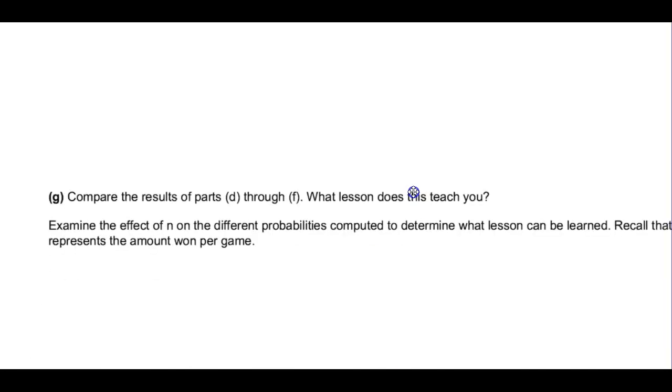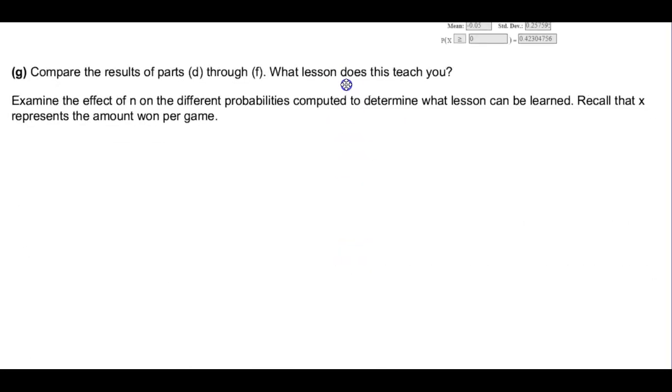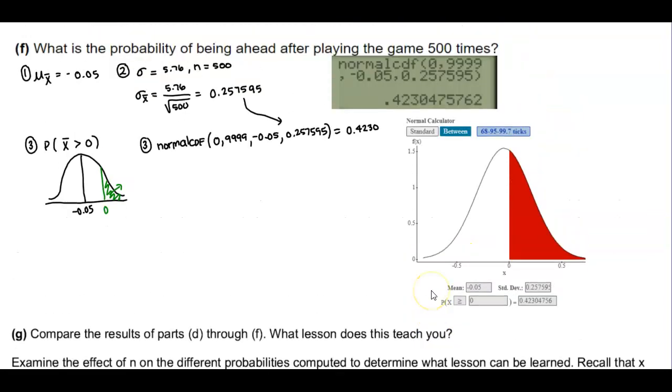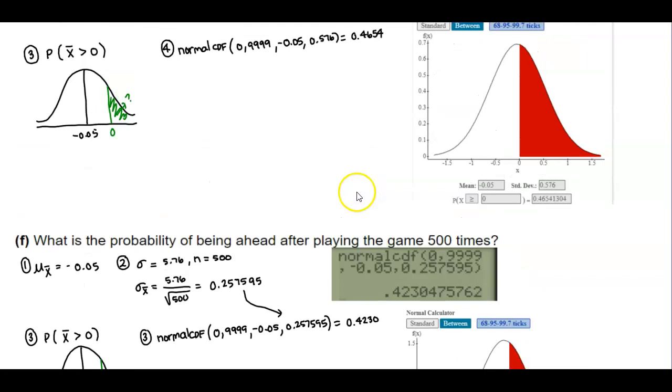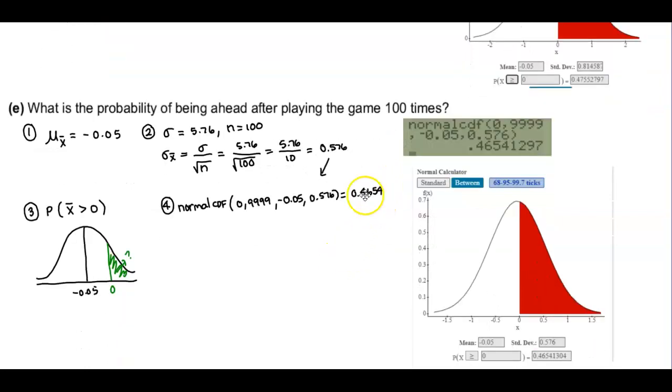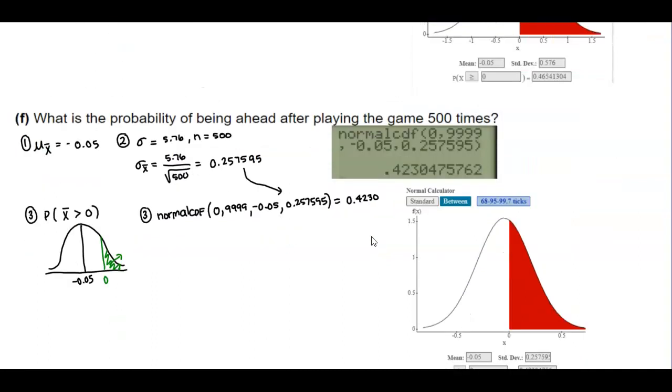Now let's take a look at part G. It says, compare the results of parts D through F, and what lesson does this teach you? Examine the effect of n on the different probabilities computed to determine what lesson can be learned. Meaning that, okay, let's start here in the first one. If you play the game 50 times, what is your percentage of winning? Well, it's about 47.55%. If you play 100 times, what's your percent for winning? 46.54%. Okay, if you play it 500 times, it's 42.30%.